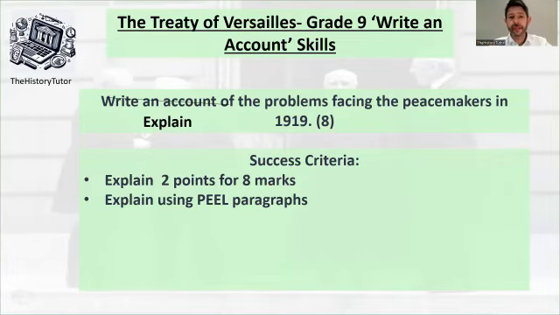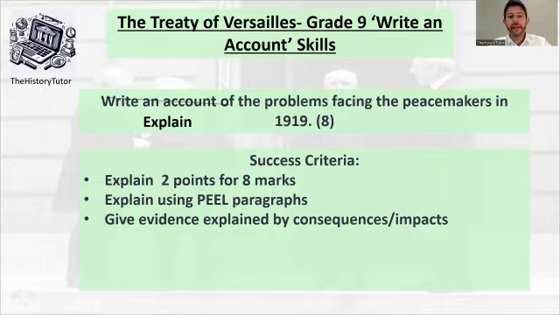Explain using our normal PEEL paragraphs. Point, evidence, explain, link. Make sure we're giving evidence explained by consequences and impacts. This is where the writing account bit is useful. We need to give an example in our answer, in the example phase, but then we are explaining the impact. So it's still a little bit like a story. One event happens, then another event follows because of this.